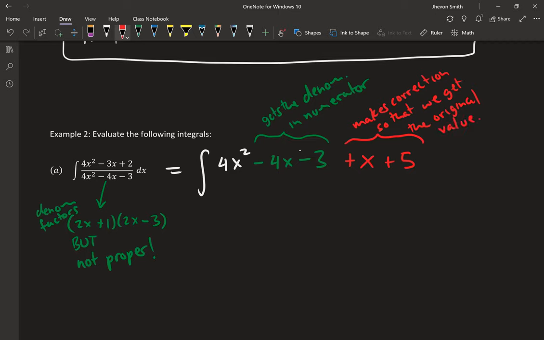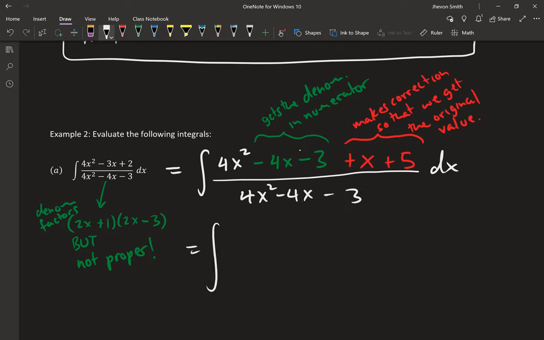Right? Because minus 4x plus x is actually minus 3x, which is what the original numerator had. And if I take minus 3 plus 5, that gives me plus 2, which is what the original numerator had. So I do that little trick here. Get the denominator in the top. Or you can do long division, but I'm not going to do that. Here, notice this is going to break up into 1 plus x plus 5 over 2x plus 1 times 2x minus 3.